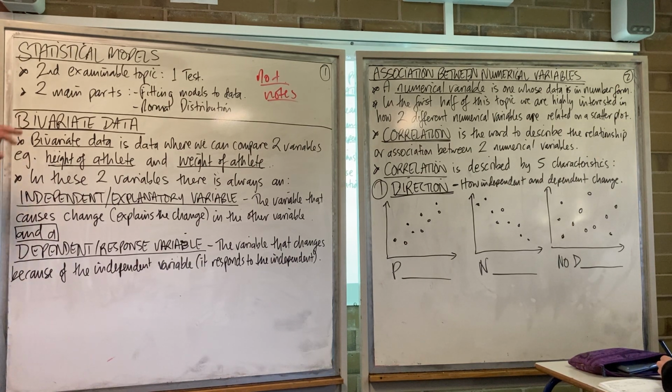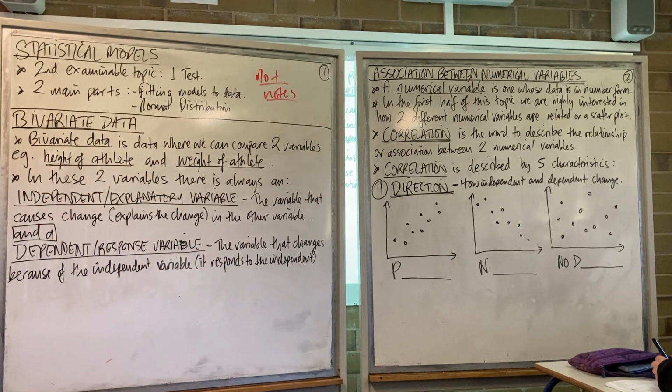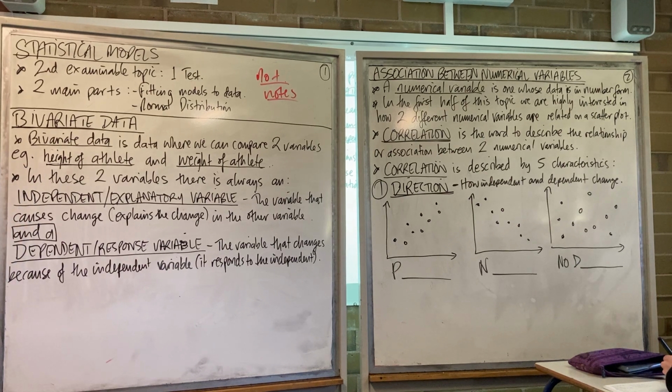So there's two main parts to this topic, which is fitting models to data, and then the normal distribution. People who have done methods before might be familiar with the normal distribution, but I'm going to teach it from scratch anyway. So we need to start with defining some stuff. Bivariate data is data where we can compare two different variables. So for example, the height of an athlete and the weight of an athlete.